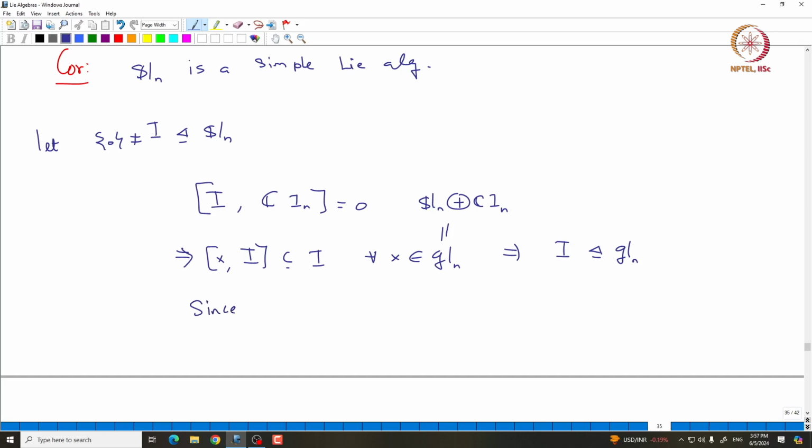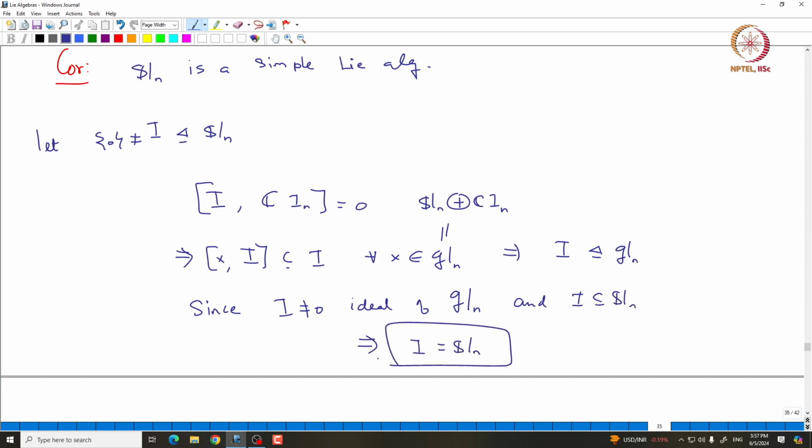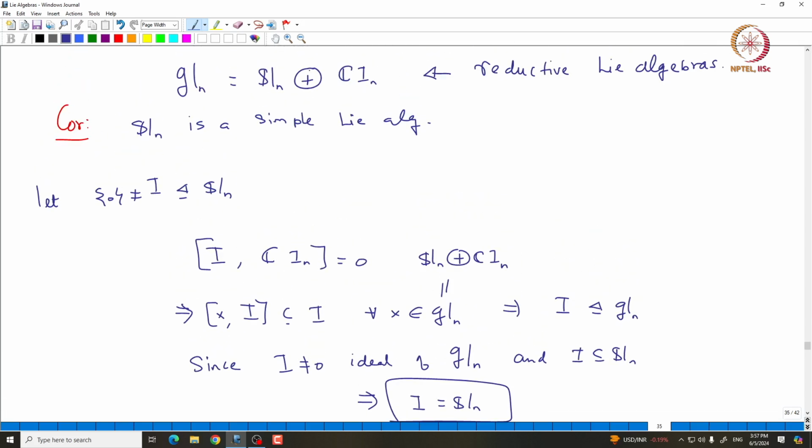Since I is a non-zero ideal of GLN and I is contained in SLN, that forces I to be SLN. There is no other option. So this proves that the only ideals of SLN are 0 and itself, which proves that SLN must be a simple Lie algebra. This tells everything about the structure of GLN and SLN, and with this we will develop the representation theory of GLN and SLN from next class onwards. I will stop here. Thank you.